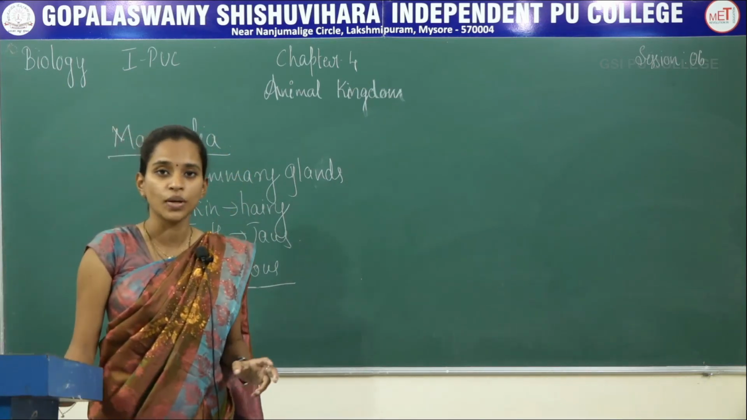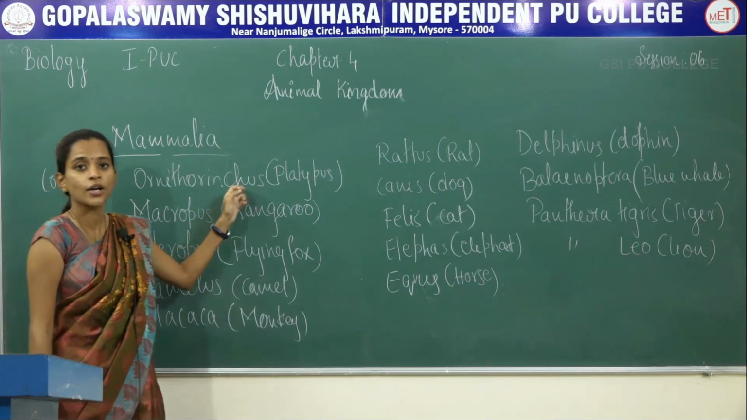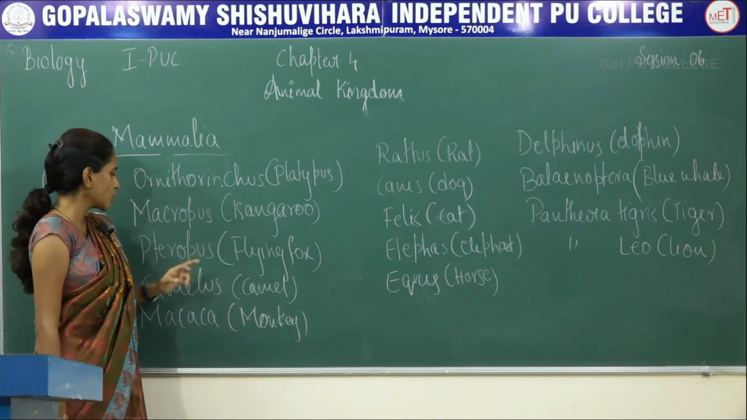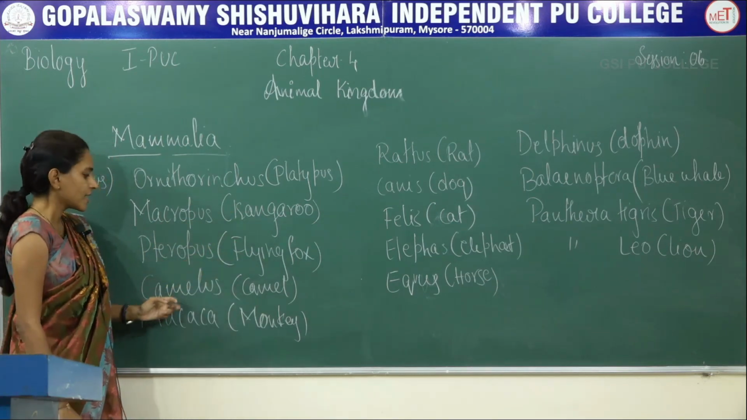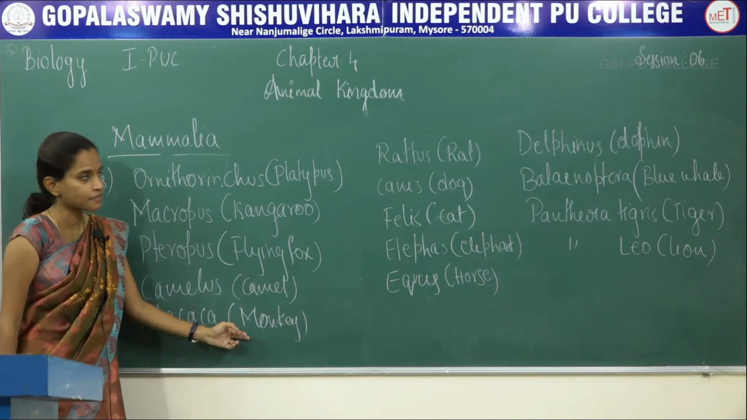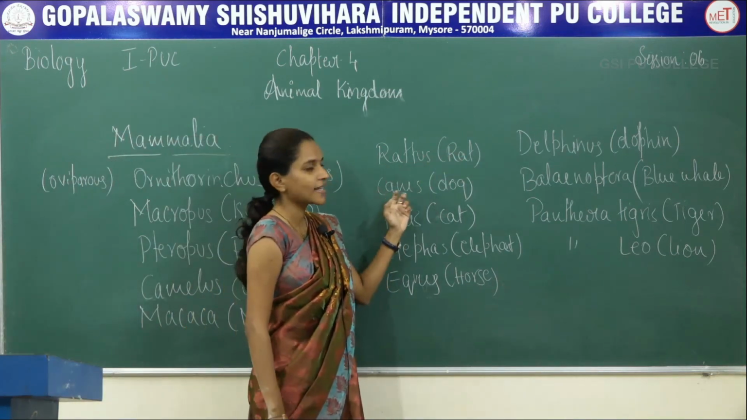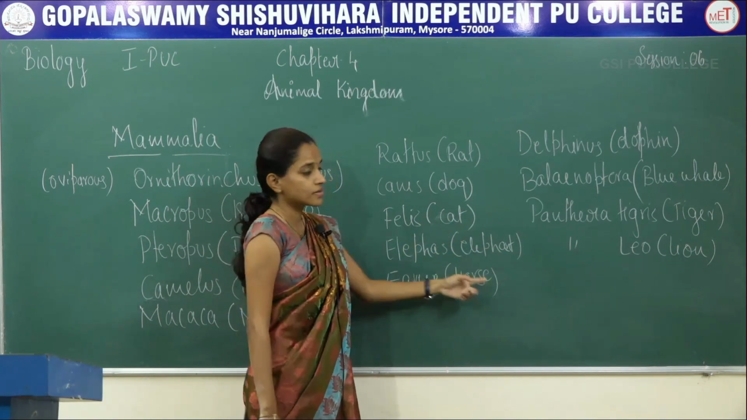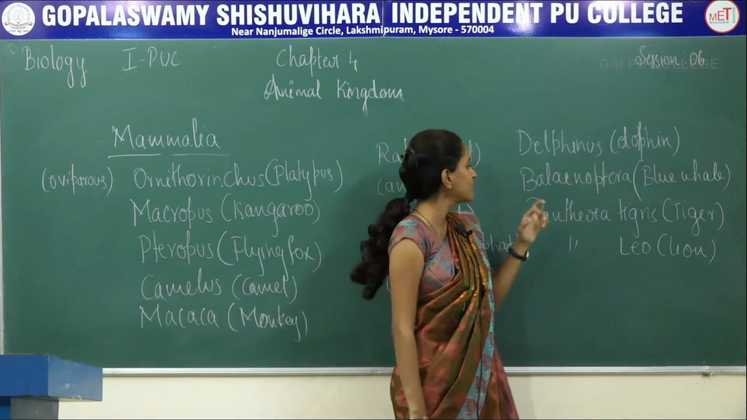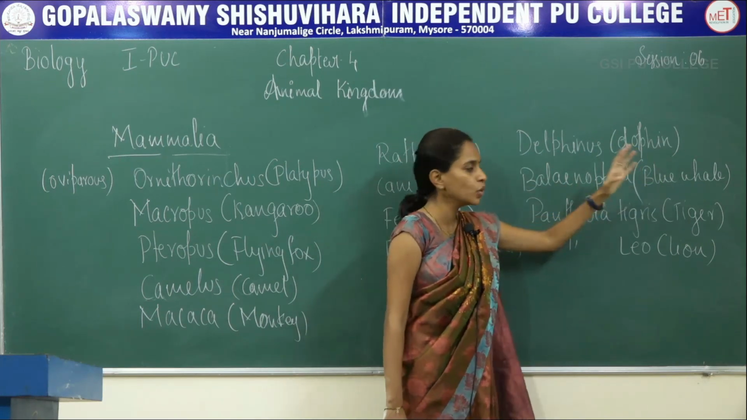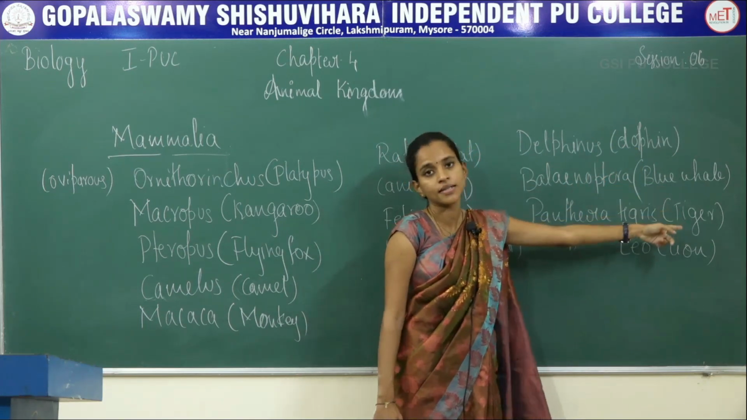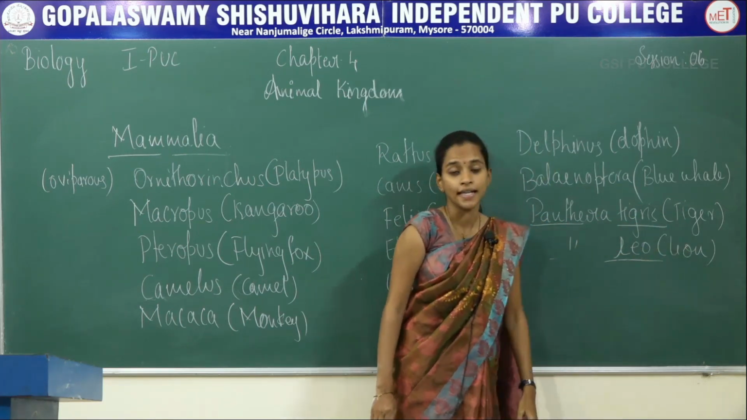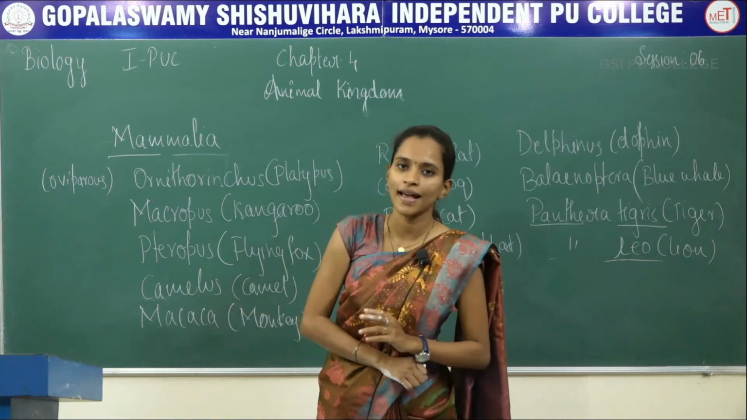A few of the examples will be Ornithorhynchus, commonly called platypus, which is oviparous in nature. Macropus, kangaroo. Pteropus, flying fox. Camelus, camel. Macaca, that is monkey. Rattus, rat. Canis, that is dog. Felis, cat. Elephas, that is elephant. Equus, that is horse. Delphinus, that is dolphin. Balaenoptera, that is blue whale. And Panthera tigris, that is tiger, this is a scientific name. And Panthera leo, that will be a lion. So these are the examples for class Mammalia.